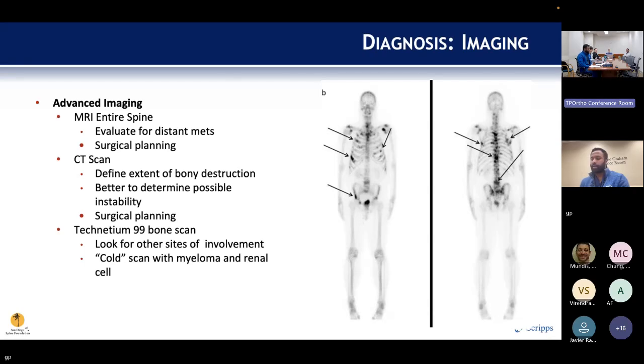And historically, technetium-99 used to be used a lot more, but with the improvements of current imaging modalities, I don't think they're as heavily relied upon. But something to be aware of is that myeloma or renal cell carcinoma as a primary can often have a cold scan, so that is something to be aware of.